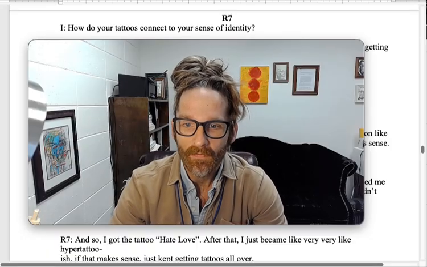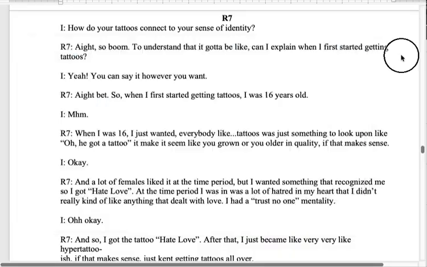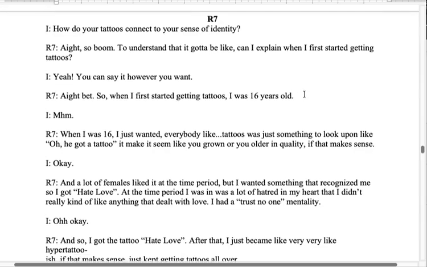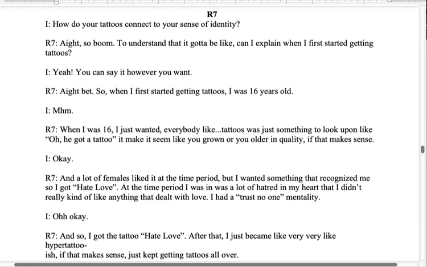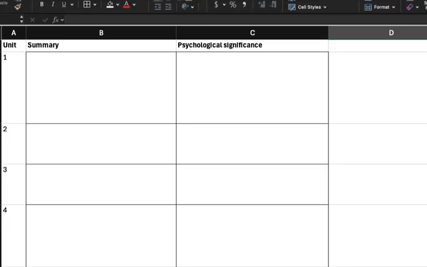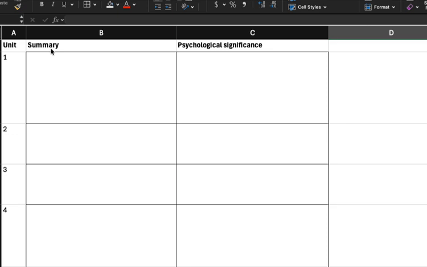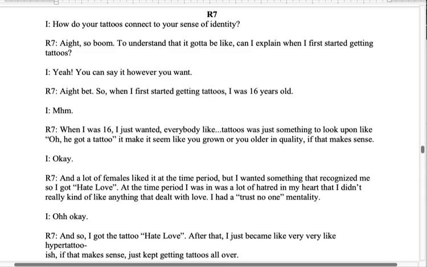Let me share with you the interview itself, the transcript, and I've got some comments about how it was transcribed. And then I've got this Excel file opened as well, and so I've got the units there along the leftmost column, a summary column, and the psychological significance column. So we will add some meaning units in here and go through that process. So here is how I do it.